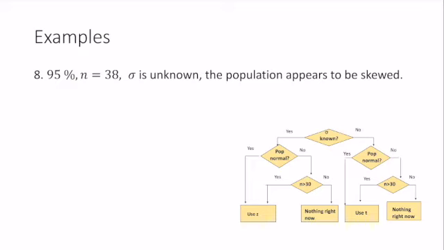Next, I have a 95% confidence interval that I want to construct. My sample size is 38. My standard deviation is unknown, and the population appears to be skewed. So I don't know my standard deviation.